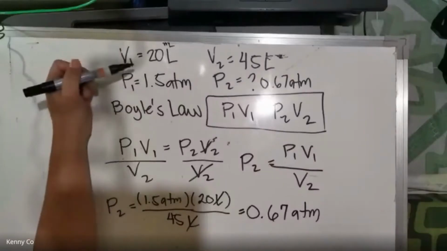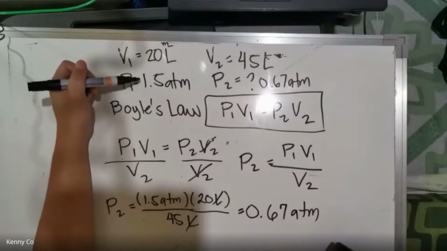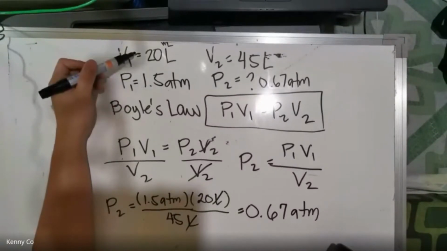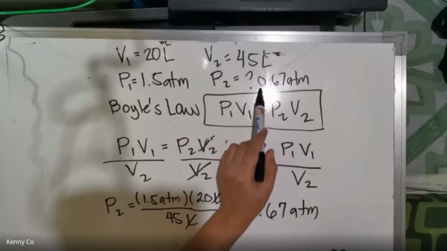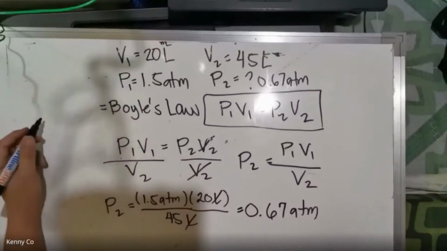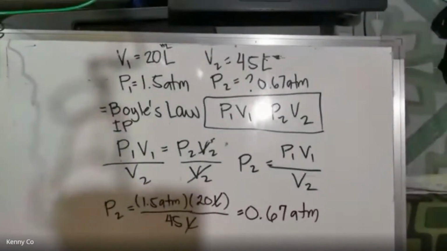Okay. Now, pansinin natin, nung 1.5 ang pressure, 20 ang kanyang volume. Ngayon naman, nung bumaba ang pressure, ano nangyari sa volume? Nag-increase. Simple. The relationship also is inverse. Inversely proportional. Sabihin, kapag bumaba yung isa ay tataas. Inversely proportional.